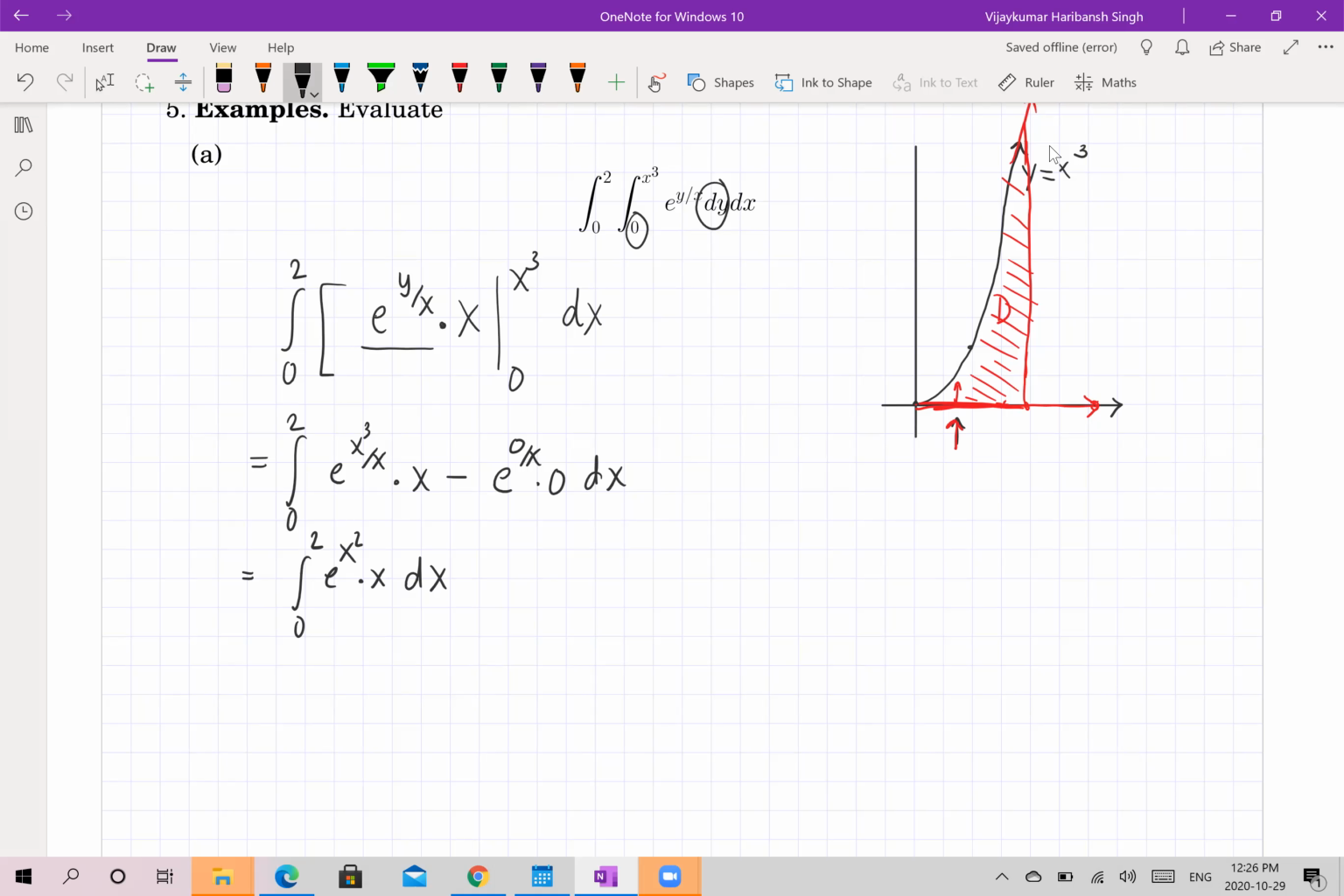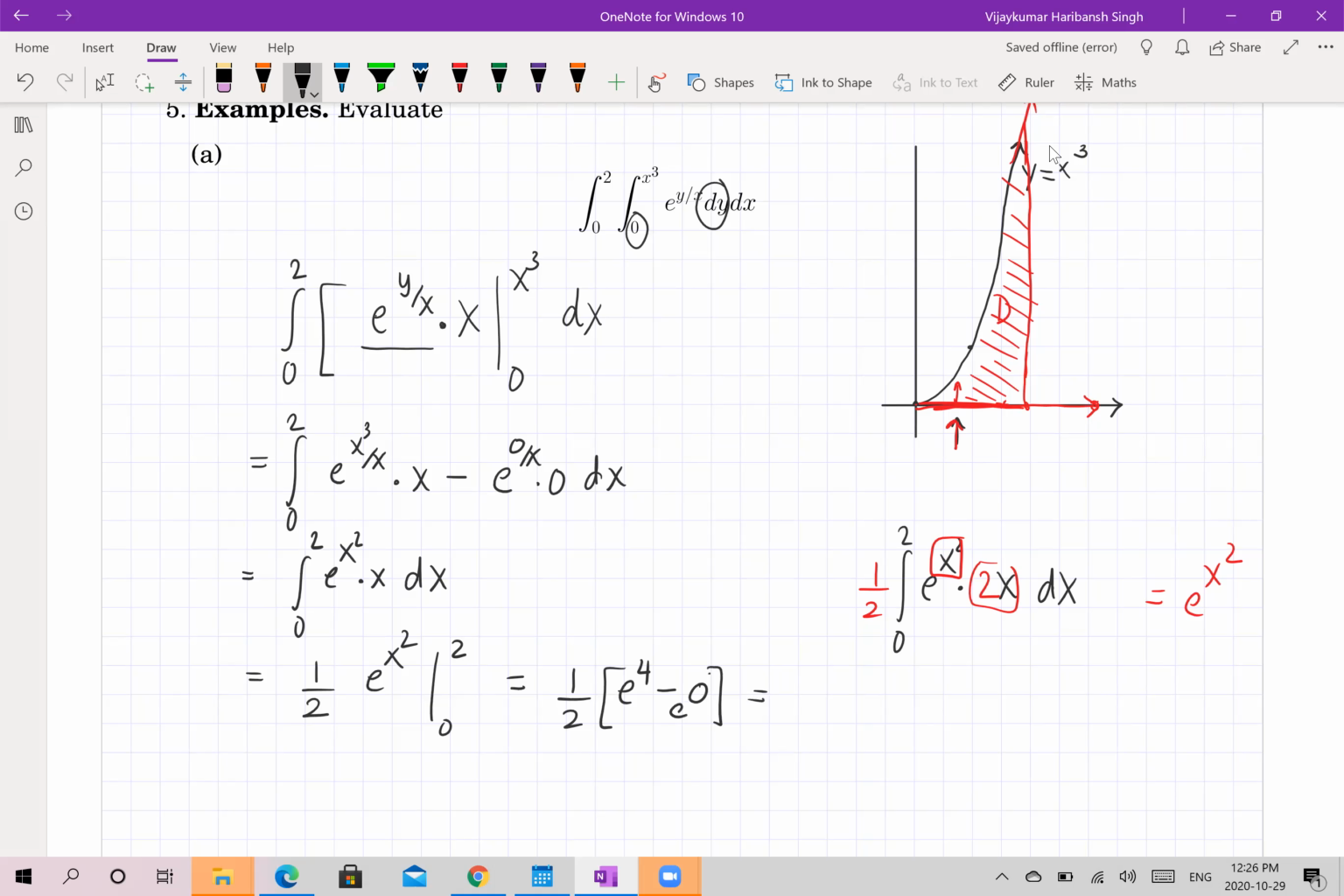So I will basically multiply. Note that 0 to 2 e to the power x square x dx, I will basically multiply by 2 and divide by 2. So the derivative of this is here. So you can clearly see that this is going to be e to the power x square. Now this will become 1 by 2 e to the power x square from 0 to 2, which will give me 1 by 2 e to the power 4 minus e to the power 0, which is half of e to the 4 minus 1.